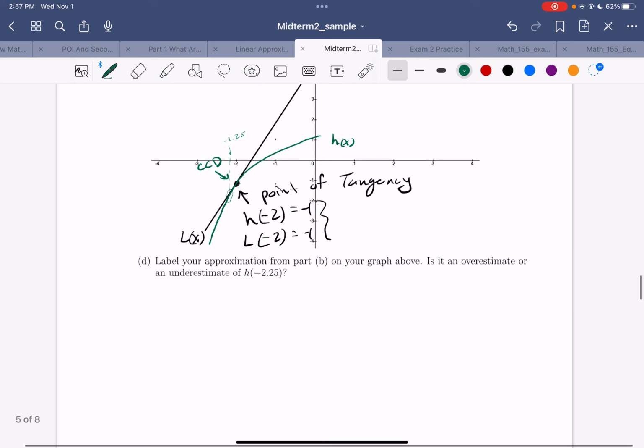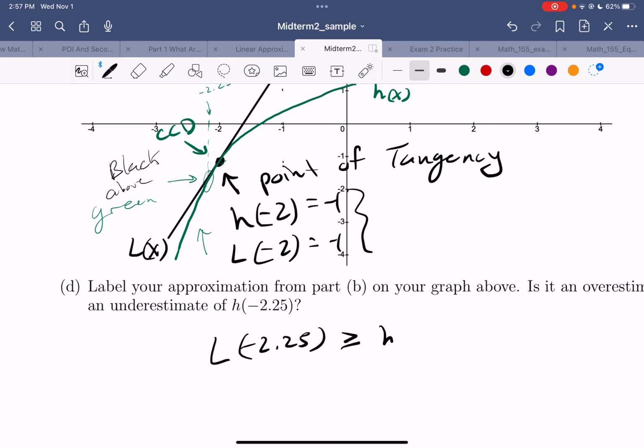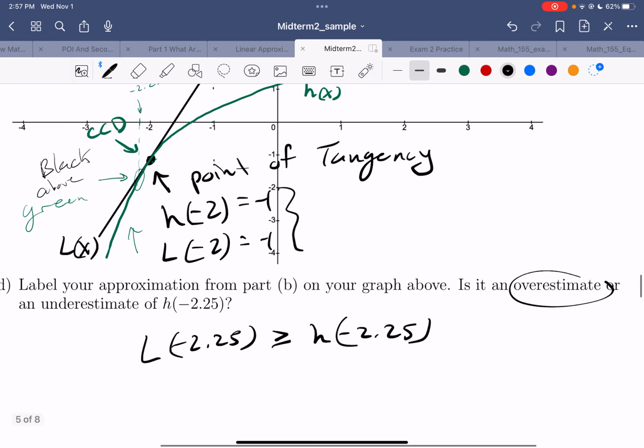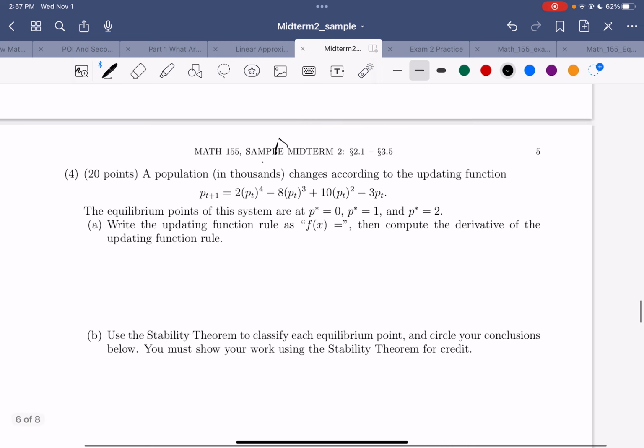Part B is an overestimate or underestimate. Okay, so based on what I've drawn here, the black line lies above green. And so that means the black line, my L of x, L of minus 2.25, is bigger or equal to h of minus 2.25. It is an overestimate, okay, based on this picture that I've drawn here. Okay, sweet. Next question.